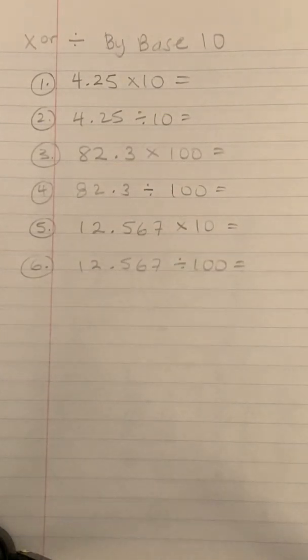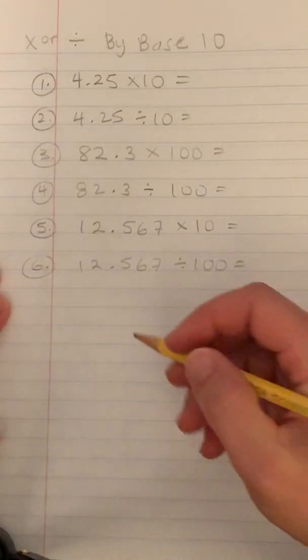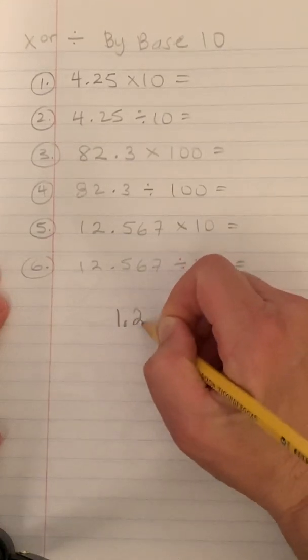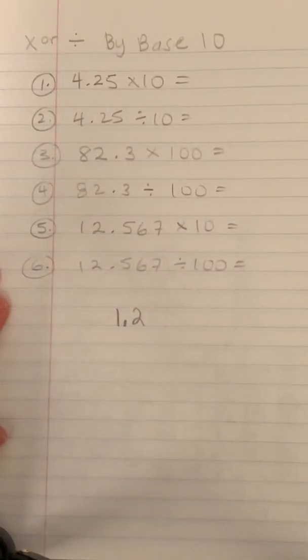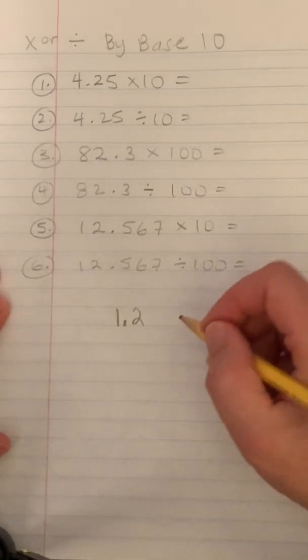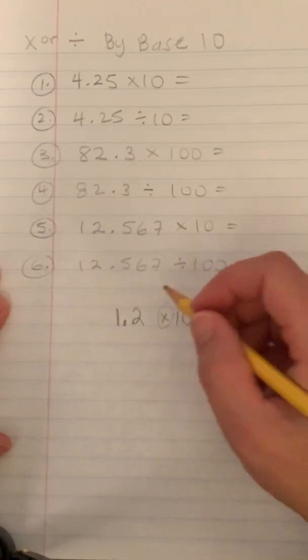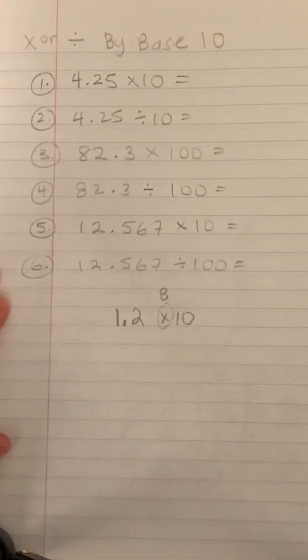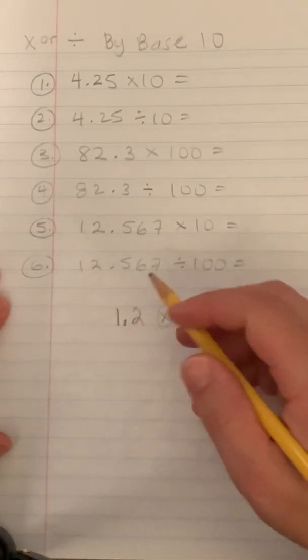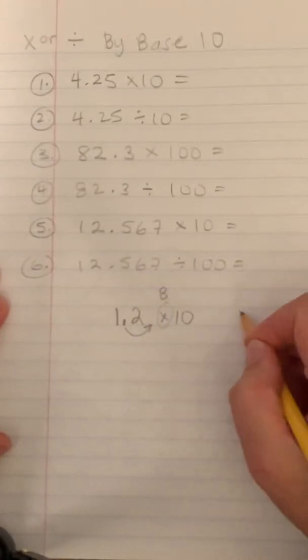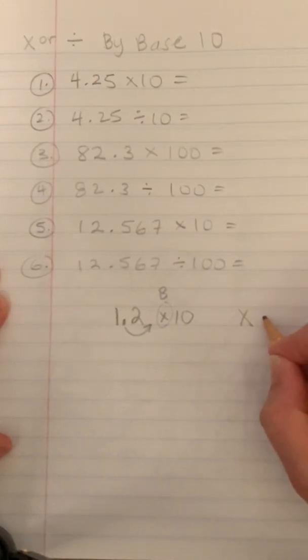Okay, so to support you with doing these problems, I'm going to do another problem right down here. So I'm going to put 1 and 2/10 to remind myself which way I move the decimal. So if I multiply by 10, that means the number is going to get bigger. I'm going to put a B for bigger. And if I want this number to get bigger, I need to move the decimal to the right.